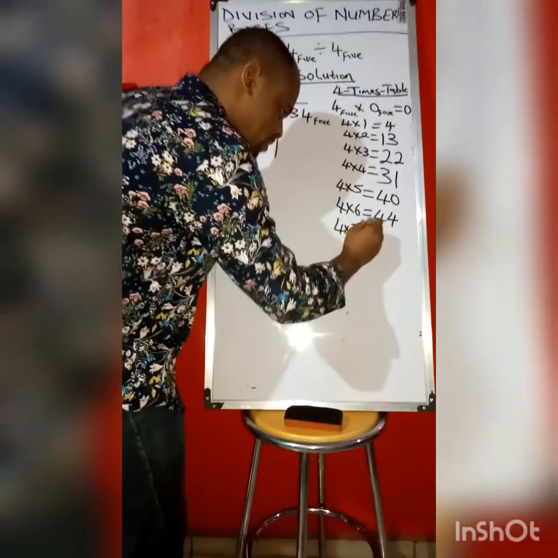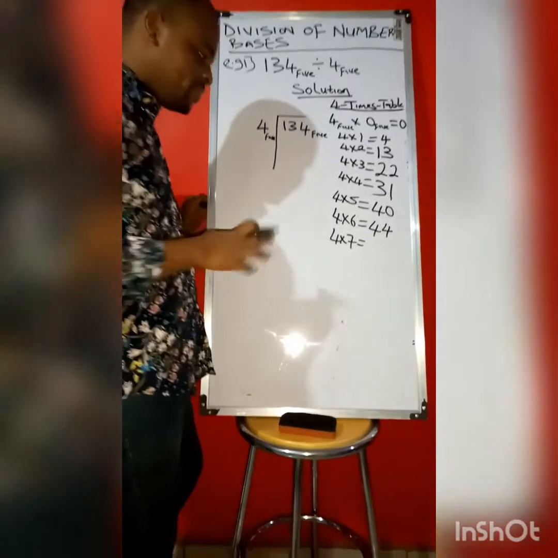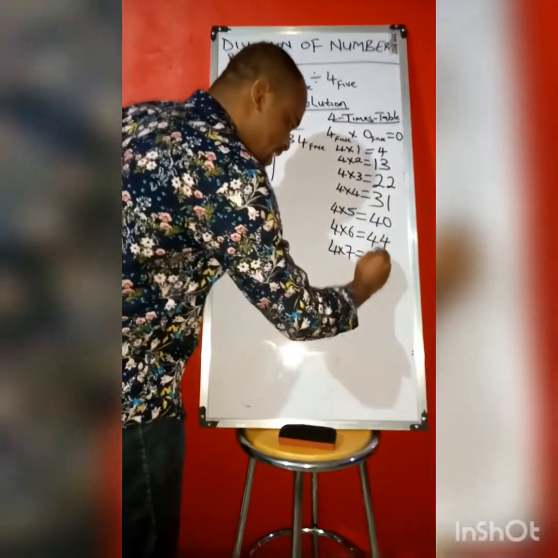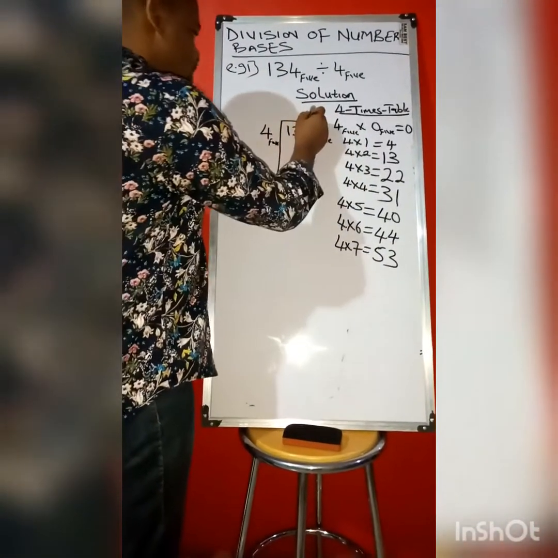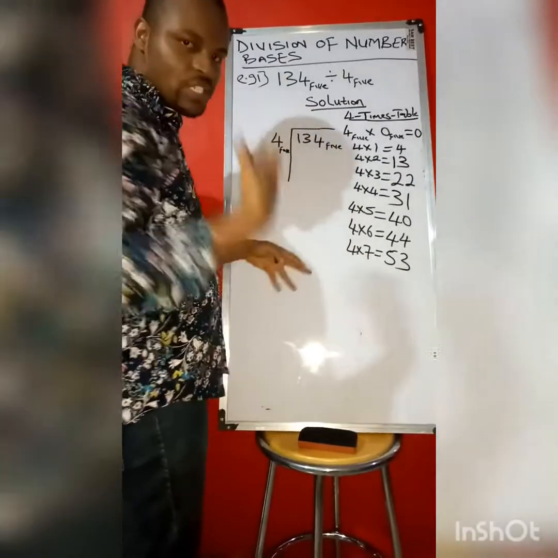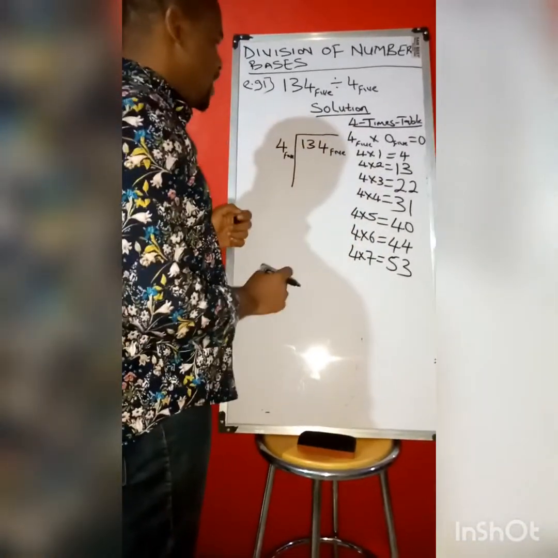4 times 7. 4 times 7 is 28 in base 10, but I'm converting to base 5. So I'm having 28 divided by 5. It will give me 5 times, that's 25, remainder what? 3. Now, let's come back to our solution. I can actually stop here and see if there is need to increase it, we will increase it. But let's stop here and see if we are going to arrive at our answer.